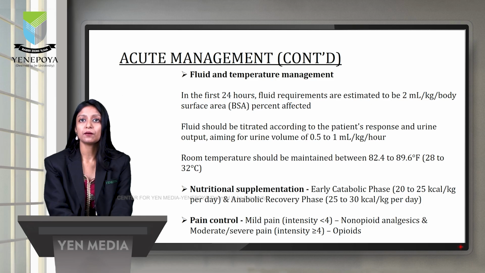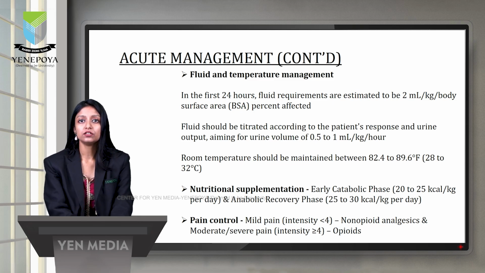And the nutritional supplementation for the early catabolic phase, when the patient is still vulnerable to the catabolism of tissues, at that time we will be going for 20 to 25 kilocalories per kg per day, whereas in the anabolic recovery phase we are going to increase it to 25 to 30 kilocalories per kg per day.